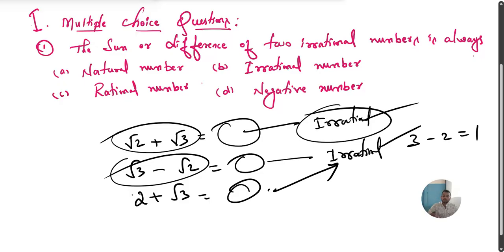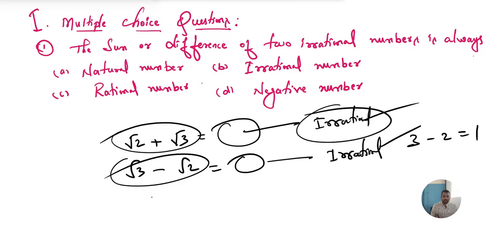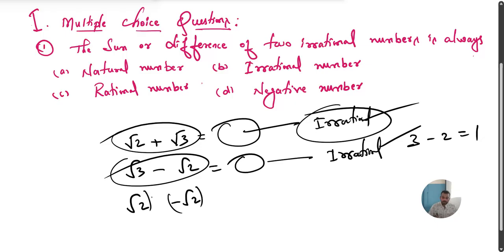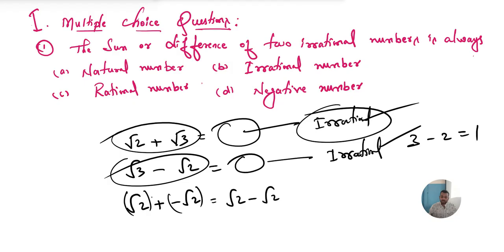Now, one small question. Till here we got this. Now I'll take one more example. Root 2 is an irrational number. Minus root 2 is also an irrational number. Now for these two numbers, if I add, both are irrational. If you add both, what will you get as the answer? Root 2 plus minus root 2. Root 2 minus root 2 is 0. Wow, this is rational.